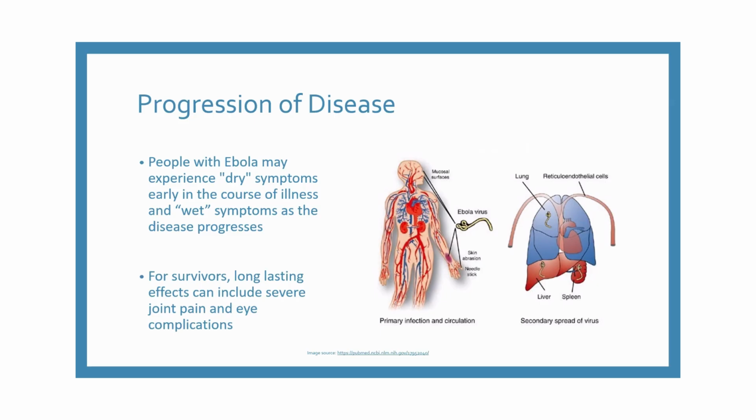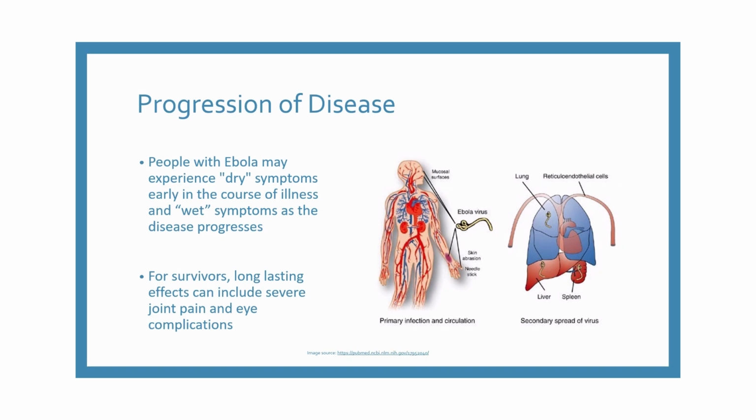Upon infection, progression of the disease can vary. People with Ebola may experience dry symptoms early in the course of illness. These symptoms often include headache, fever, fatigue, dizziness, sore throat, and muscle pain, followed by minor red and purple blood spots or petechiae under the skin.